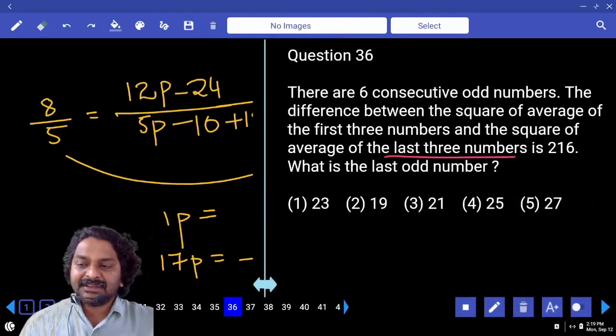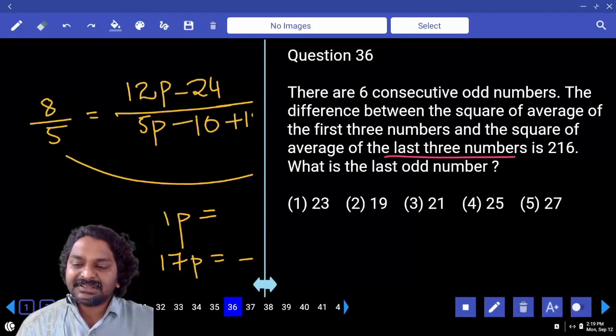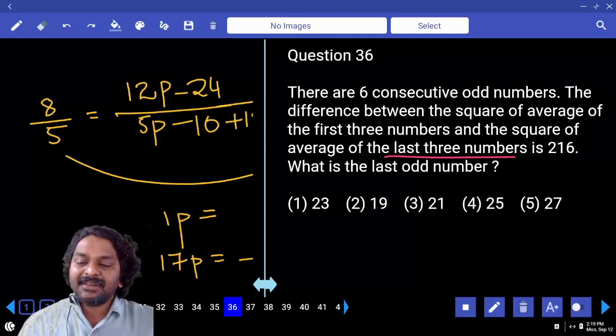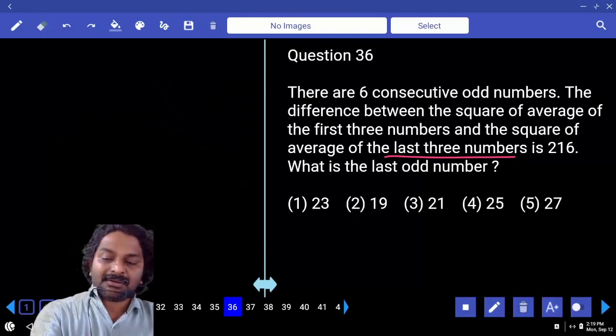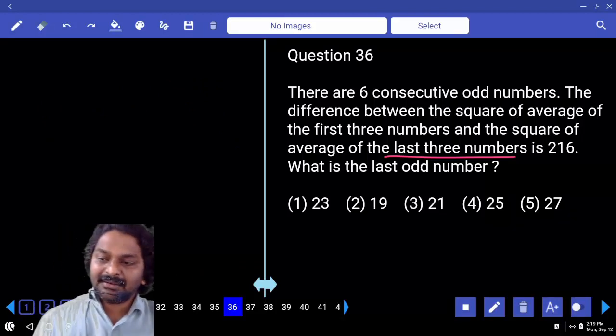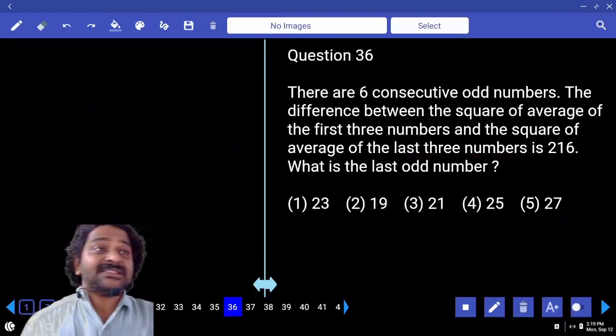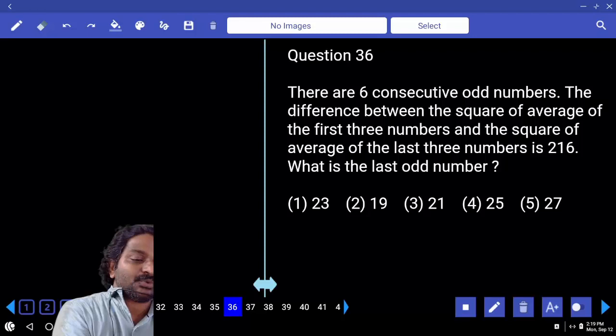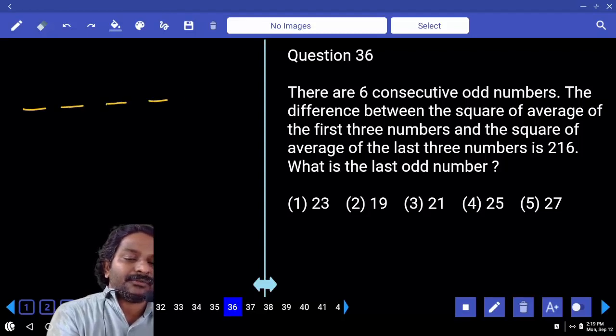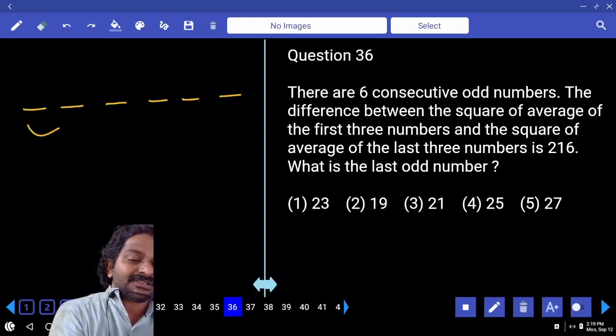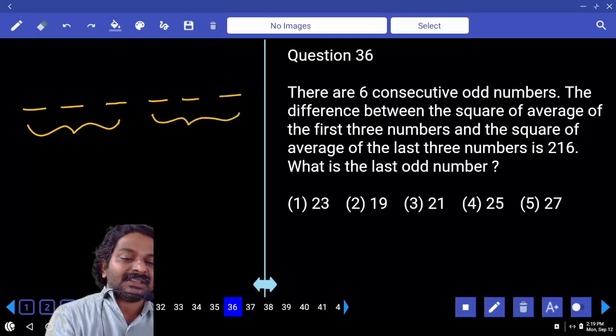There are 6 consecutive odd numbers. The difference between the square of the average of the first 3 and the square of the average of the last 3 is 216. What is the last odd number? Okay, last odd number, right? 6 consecutive odd numbers: 1, 2, 3, 4, 5, 6. First 3 and then last 3.